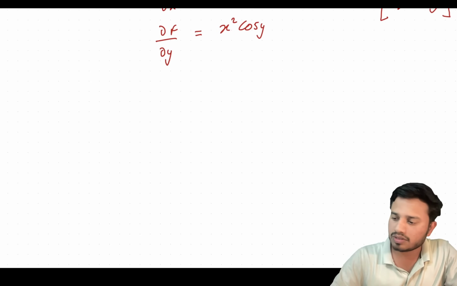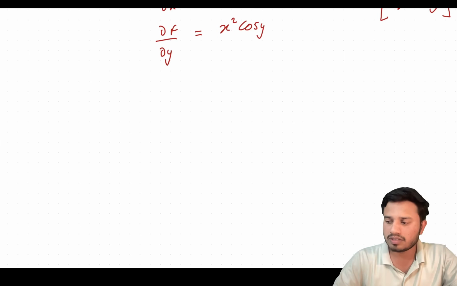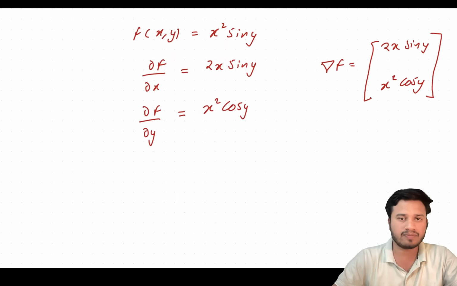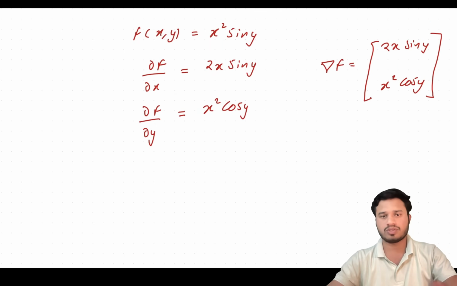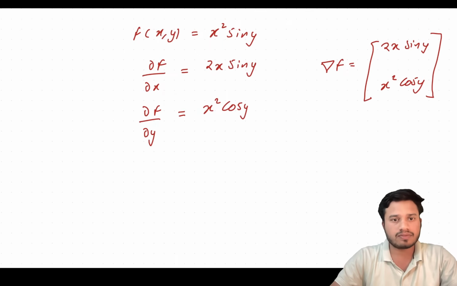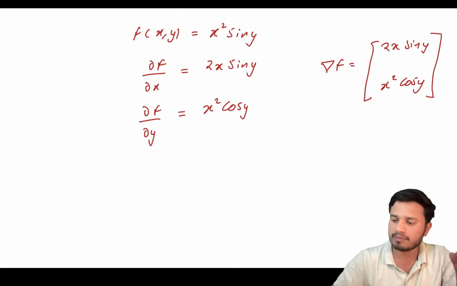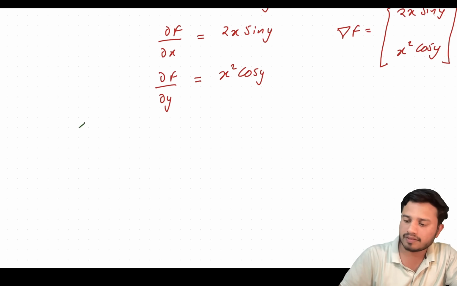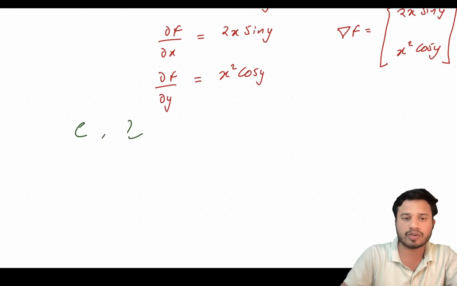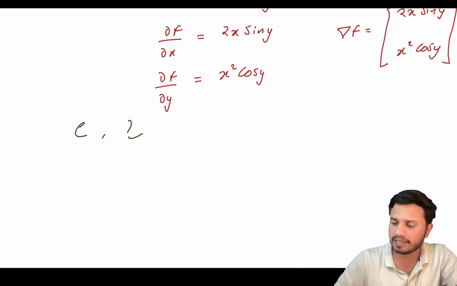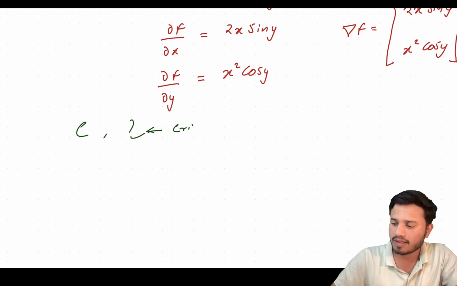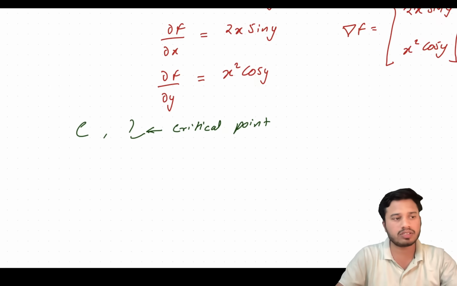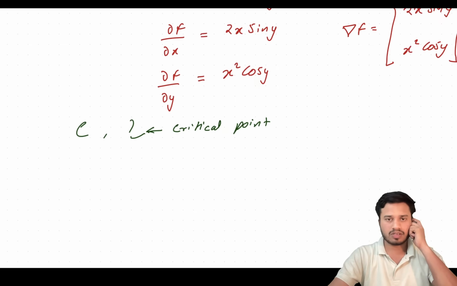Now, suppose that by solving these two, df by dx and df by dy equal to 0, again you will find a point. That will be our critical point. We find critical points like before, everything is the same. You find these critical points.